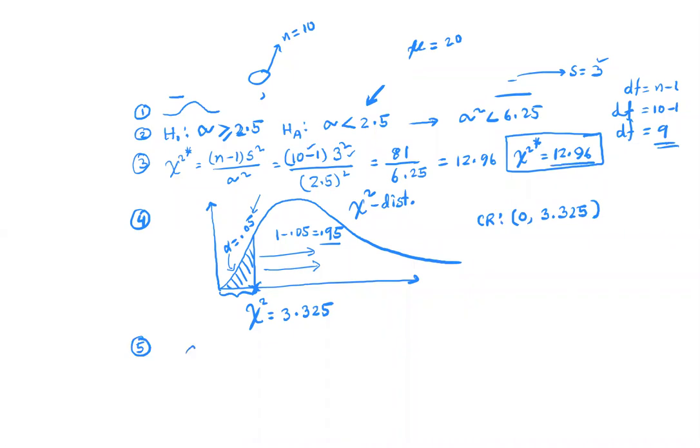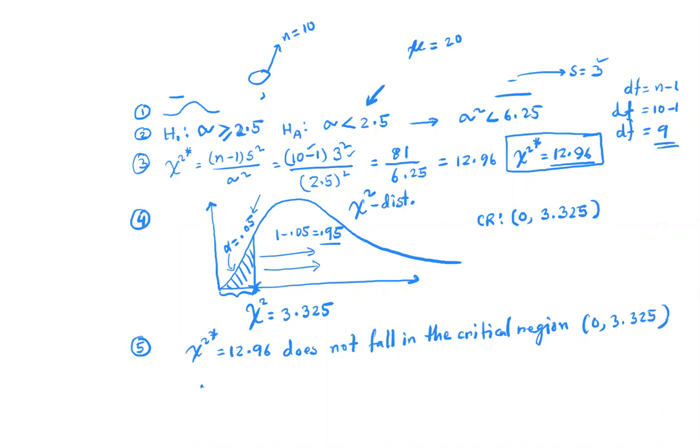Now, step number 5, does the test statistic fall in the critical region? Obviously, chi-square star is 12.96, which does not fall in the critical region, 0 to 3.325. Therefore, we do not reject the null hypothesis.